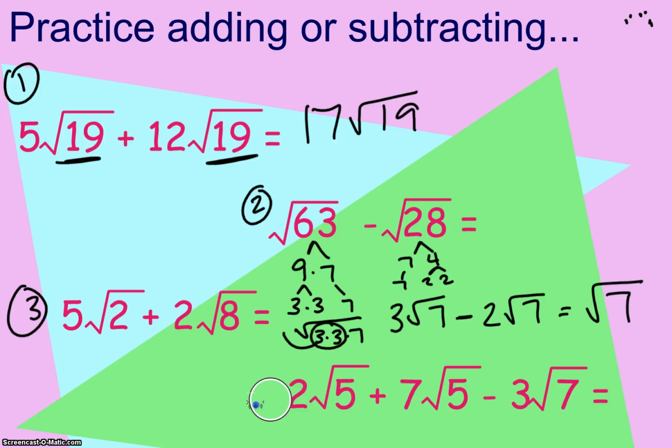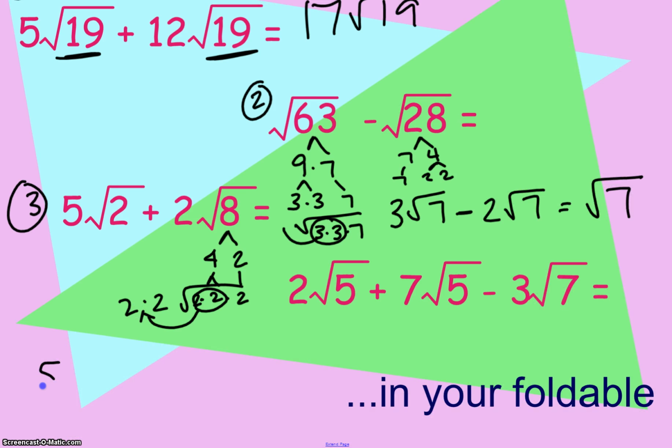Let's do example 3. This is already prime, so I know I don't need to do that, but 8 is not, so I have 4 times 2, and 4 is not prime. So I have square root of that, 2 times 2 times 2. This is a pair and can be taken out. So I have 5 square root of 2 plus 4 square root of 2. So your answer would be 9 square root of 2.